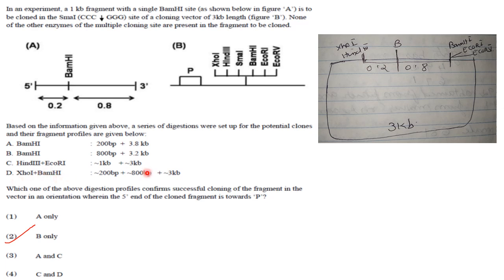XhoI, BamHI. So that 200 base pair, XhoI 200 base pair, BamHI 800 base pair and then 3 kb. No, so that is not the correct answer. So the answer here is option 2, that is B only.